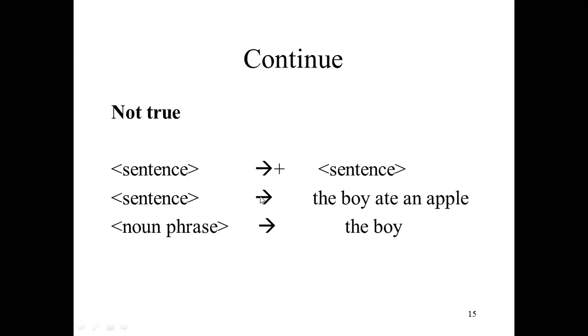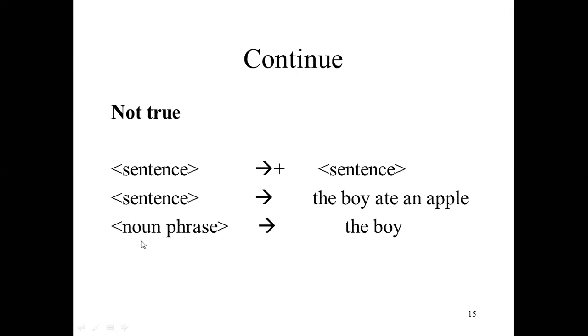Similarly, sentence single arrow the boy ate an apple. You can never get this in only a single step, because sentence is equivalent to noun phrase and verb phrase. Okay, so in one step you will get only the noun phrase and verb phrase, not the boy ate an apple. So this is wrong, false, not true.